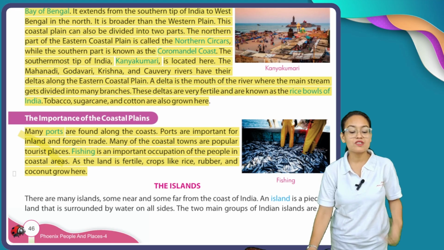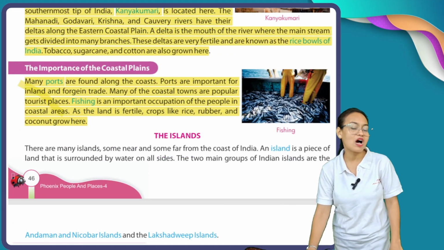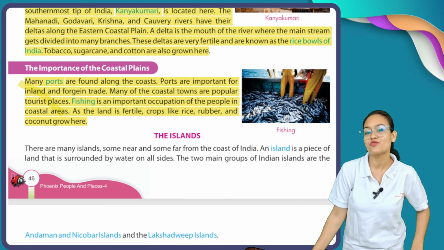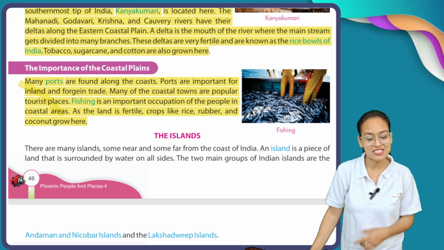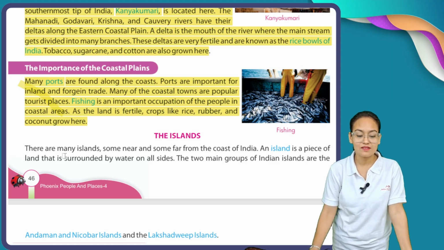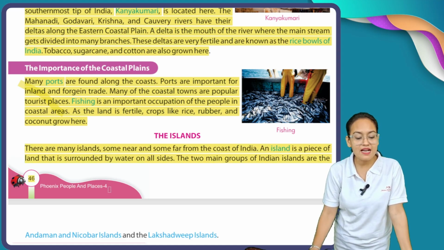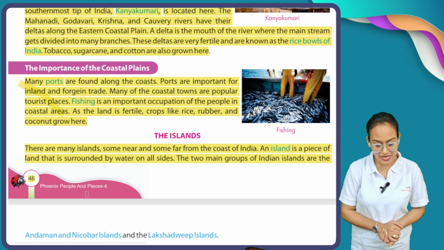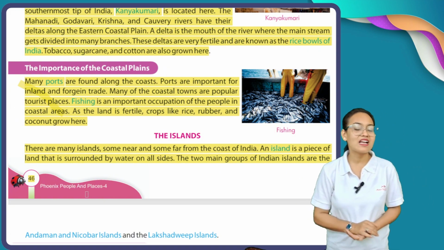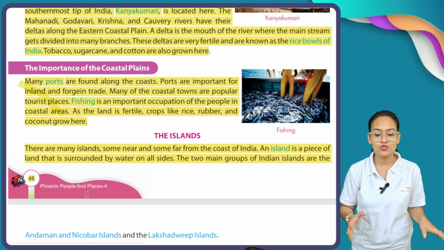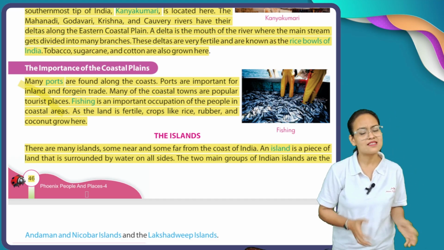Now we are going to discuss our islands. As you know, our country India has two very beautiful island groups, the Andaman and Nicobar Islands and Lakshadweep. Let's have a look. There are many islands, some near and some far from the coast of India. Some are big and some are small.